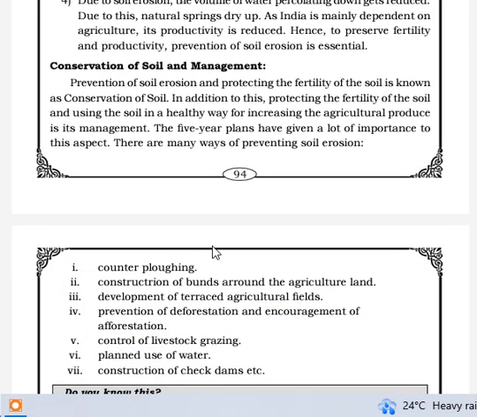Now, the last topic of this chapter is conservation of soil and management. How we can conserve the soil, that we will read over there. So what is soil conservation? Prevention of soil erosion and protecting the fertility of the soil is known as conservation of soil. So this is the definition. If in the exam it is asked what is soil conservation, you will write the same definition.